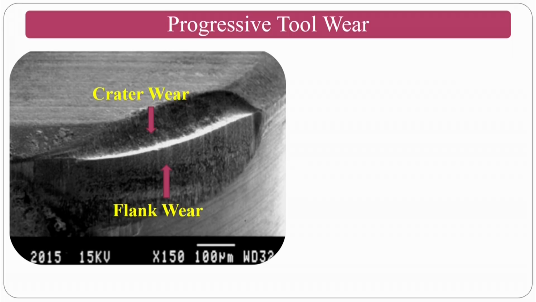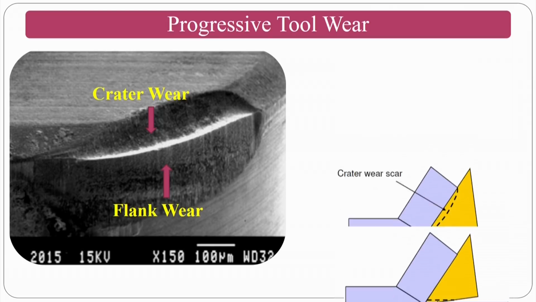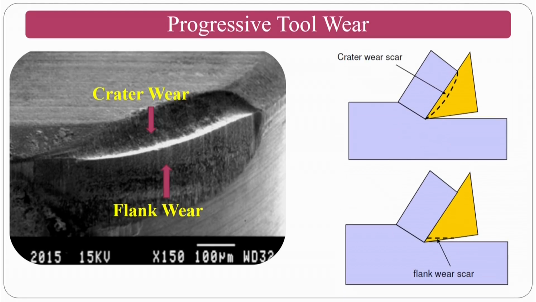Here we are looking at crater wear and flank wear. These are the two varieties of progressive tool wear that one can see. Schematically, this is the rake surface and this is the flank surface. The wear taking place on the flank is flank wear, and the wear taking place on the rake surface is crater wear.